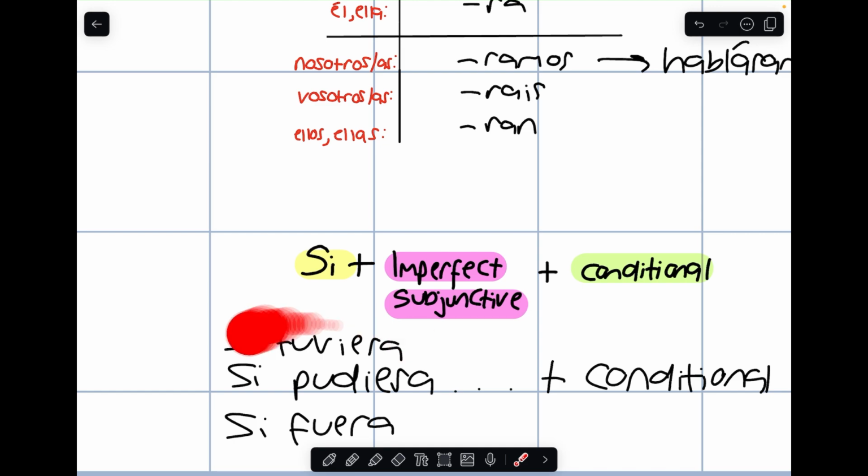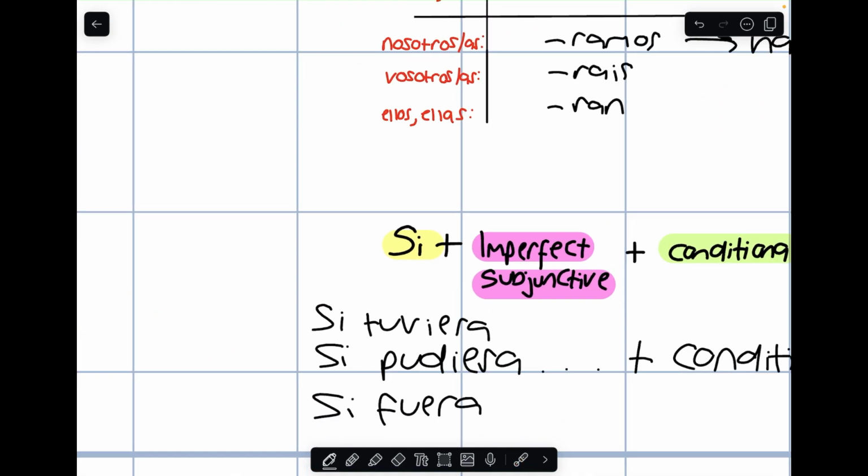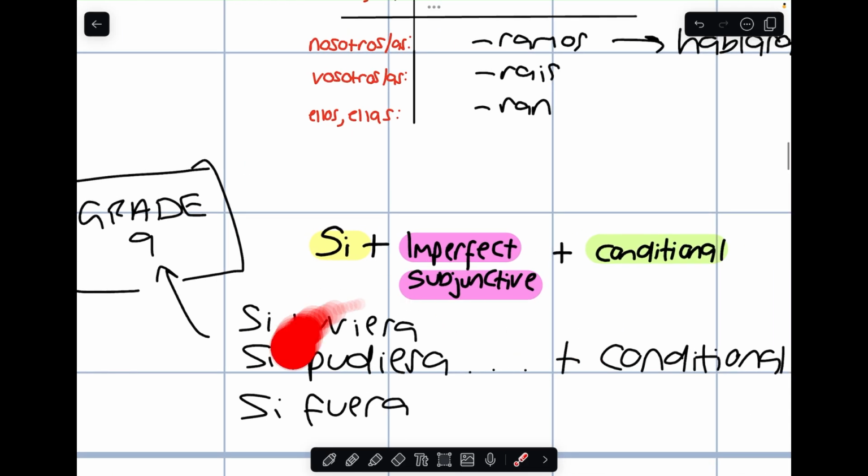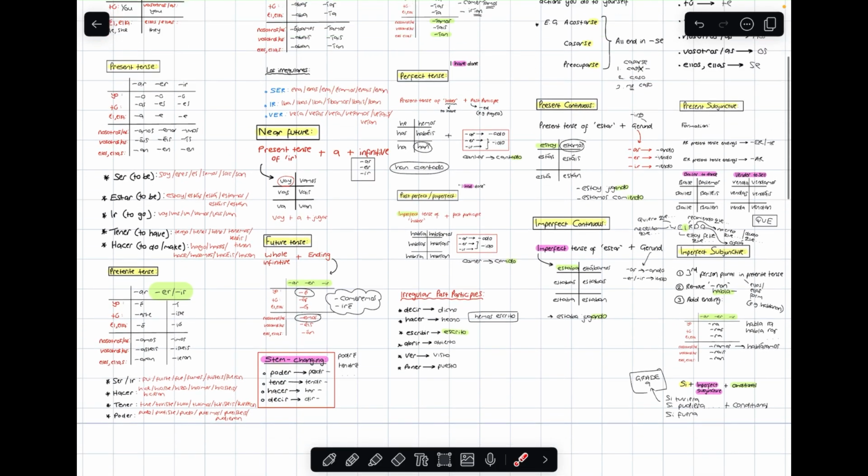And we can use all of these phrases in combination with the conditional to make up a si clause. Now these are really good grade 9 phrases that you can put into your writing, and you don't have to properly learn how to form the imperfect subjunctive. So if you're aiming for grade 7, 8 or 9, I would really recommend learning some of these si clauses and learning how to use them in your writing, because these are applicable to pretty much every topic.